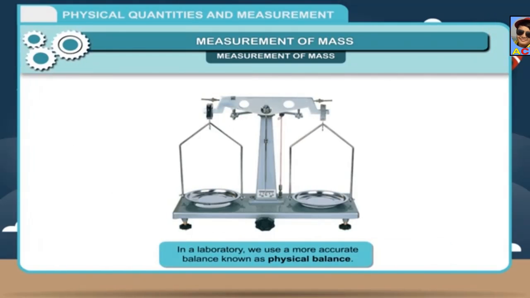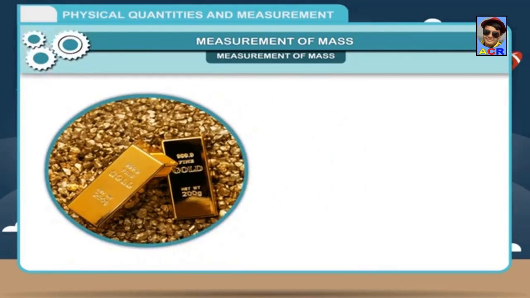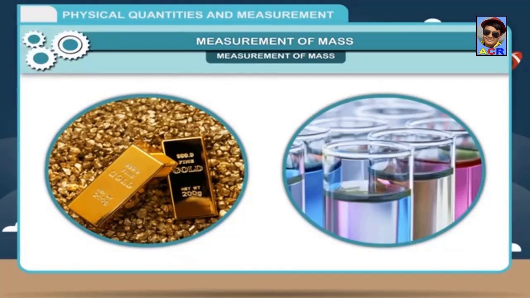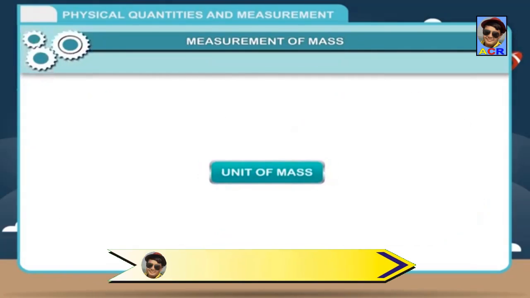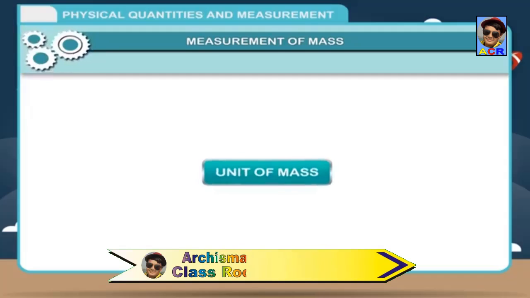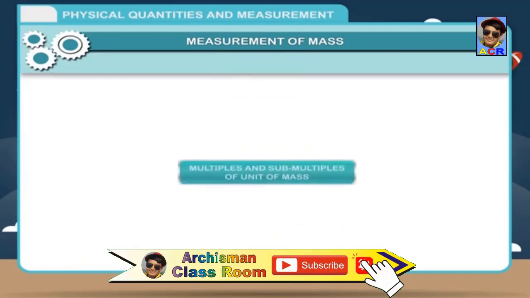In a laboratory, we use a more accurate balance known as a physical balance. It is also used to measure the mass of gold, chemicals required for making medicines, etc. It is highly accurate in measurement. Unit of mass. The SI unit of mass is kilogram, kg, and its submultiple is gram, g.